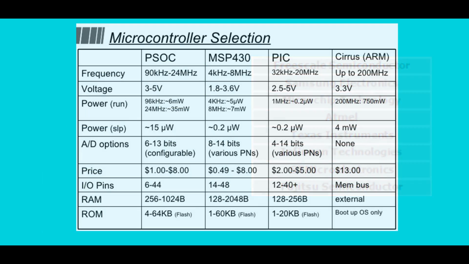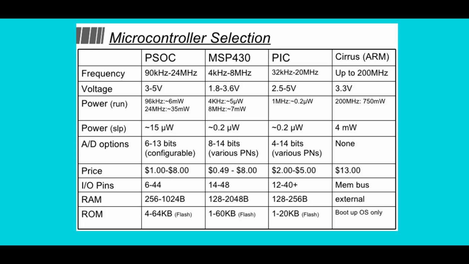Because of the wide selection of microcontrollers, when designing your system, you need to look at the different specifications of different controllers to select a suitable microcontroller. For example, you can look at the frequency, which is how fast a microcontroller runs. You can also look at the voltage requirements of the microcontroller. You can also look at the power consumption of the microcontroller while it's running and the power consumption while it's in sleep mode. You can look at the analog to digital conversion options, and of course you can look at the price as well.